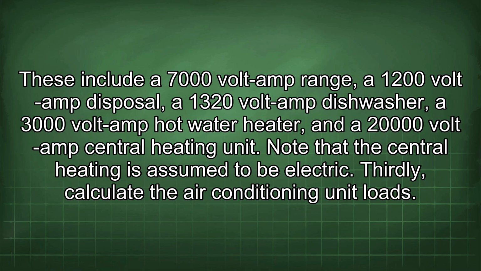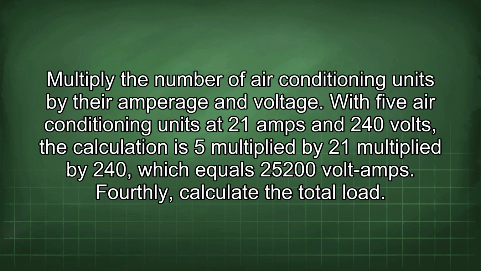Thirdly, calculate the air conditioning unit loads. Multiply the number of air conditioning units by the amperage and voltage. With 5 air conditioning units at 21 amps and 240 volts, the calculation is 5 multiplied by 21 multiplied by 240, which equals 25,200 volt amps.